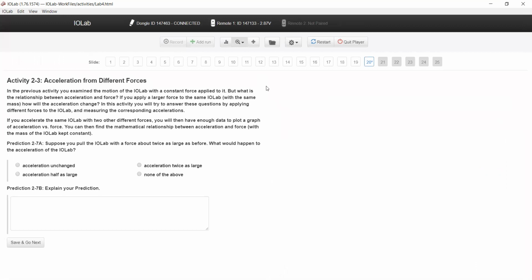So what are we doing? Acceleration from different forces. We cannot say right now that force is proportional to acceleration, but it is related somehow, from the experiments that we have done so far. Based on that, you have to make the prediction. If the force is twice as large, what would happen to the acceleration? Will it be unchanged? Will it be half? Will it be doubled? Based on whatever we have done up to this point, you may go ahead and make the prediction.